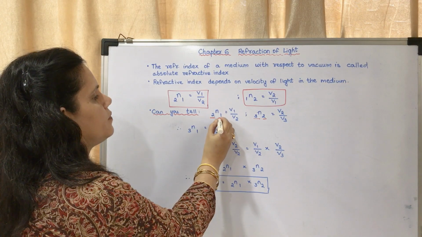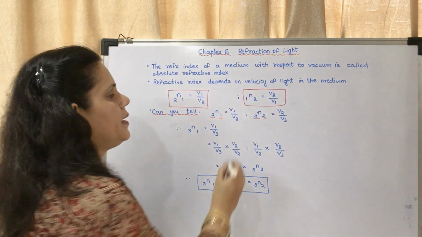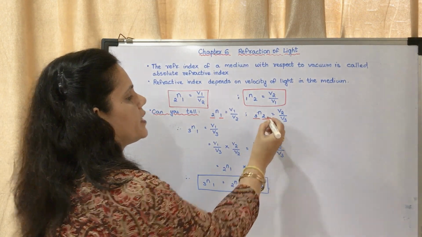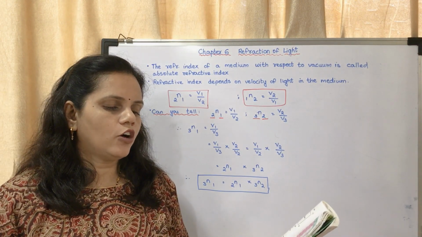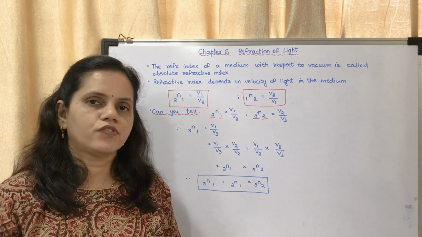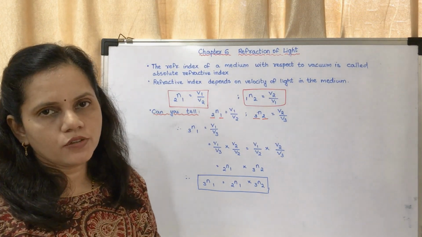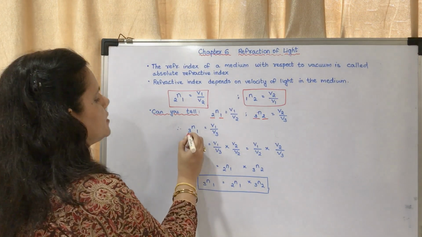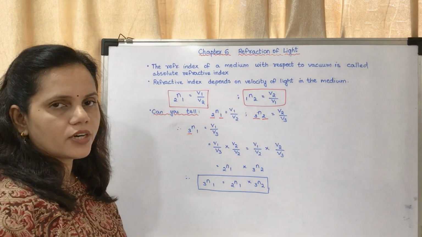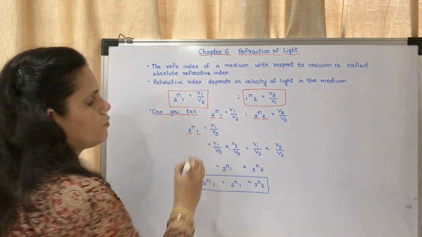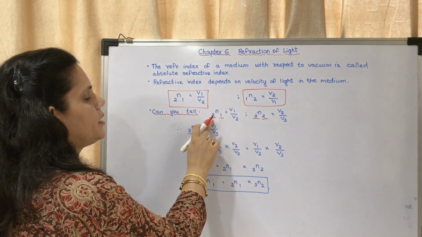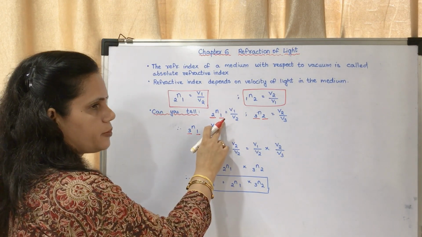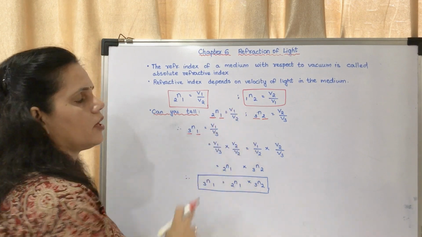This is the second medium with respect to the first medium, and this is the third medium with respect to the second medium. Now the question is, what is the refractive index of the third medium with respect to the first medium? You may write this as the refractive index of the third medium with respect to the first medium. Now we know, according to the equation, the second medium with respect to the first medium is V1 upon V2.